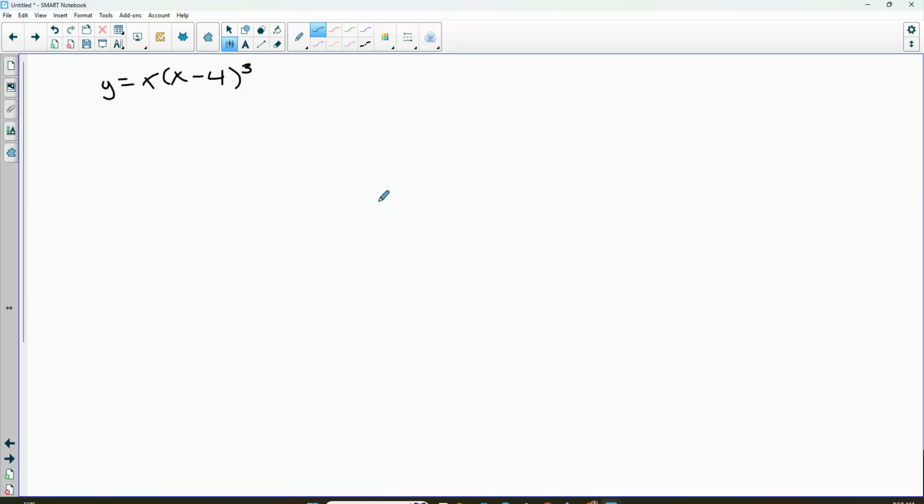Since it's a polynomial, it's just going to be from -infinity to infinity. Good. And that's true with every polynomial. So if we don't have that rational function, we know it's automatic.